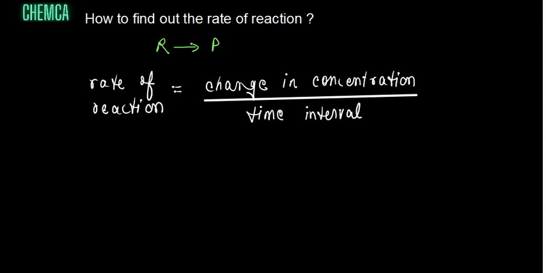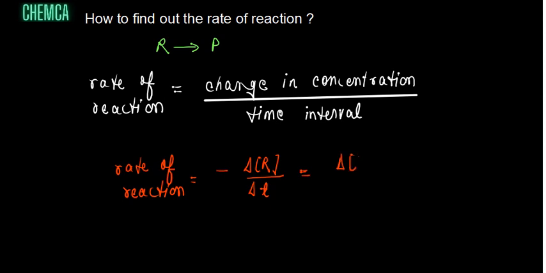So for this given equation R forms P, we can write the rate of reaction as: rate of reaction is equal to minus change in concentration of reactant divided by change in time, or we may also write rate of reaction in terms of product's concentration, and that would be change in concentration of product upon change in time.